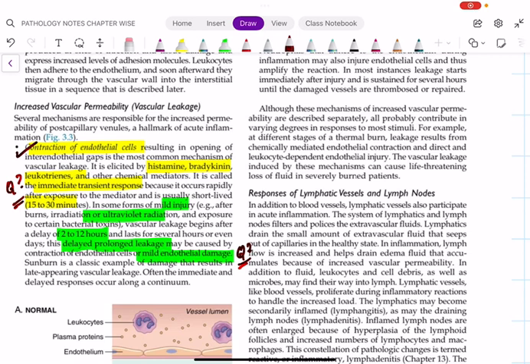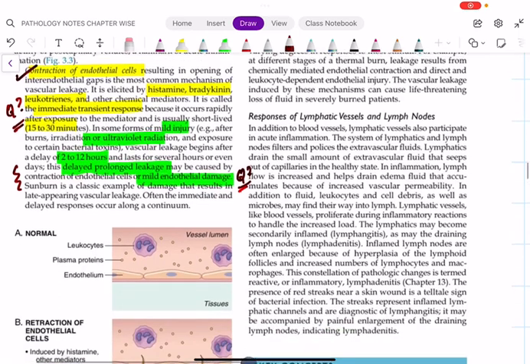What is the best example? Here comes the MCQ question: a patient who has sunburn has which of the following types of response? This is a simple, straight one-liner question. The answer is delayed prolonged leakage. It is because of what? Endothelial damage. I hope it is clear.